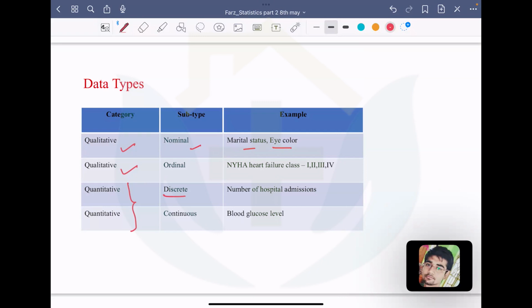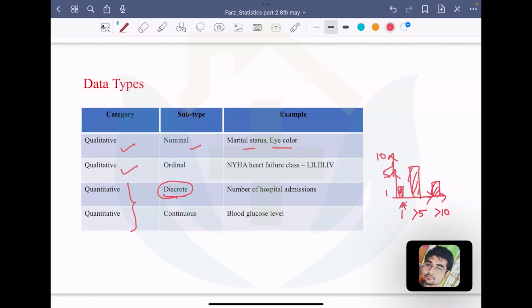Coming to the quantitative data, discrete data, the other example is the number of hospital admissions. You can put them in group A, or you can say one to 5 admissions, greater than 5 admissions, greater than 10 admissions. Then you can see how many patients are coming. For example, this is the y-axis, this is 5, this is 10. You plot like this, and then you analyze it. So you have a particular well-defined interval that defines the discrete data.